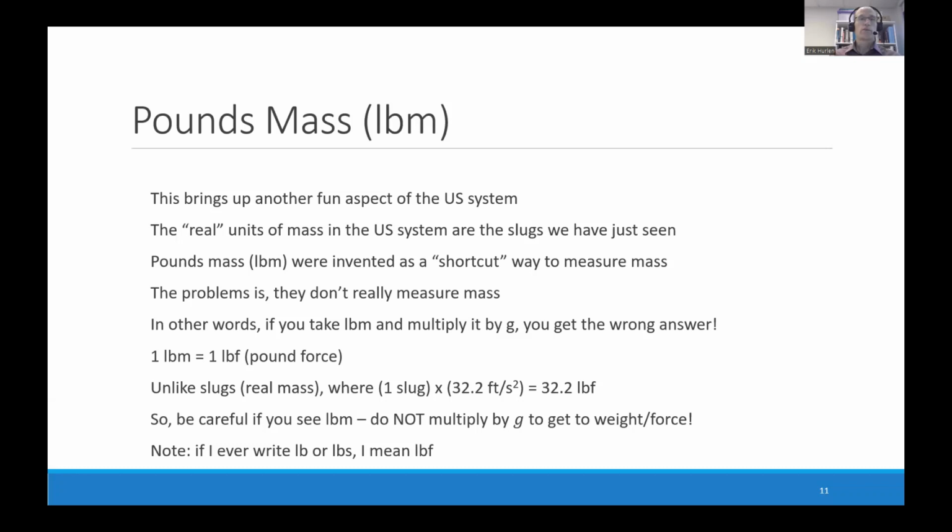The way I deal with pounds mass is actually to treat it as a force, since it is equivalent. Also note that I hardly ever write lbf for pounds force. Pounds are a force by definition, so I find this redundant. Therefore, if you ever see lb or lbs, they are pounds force. If I ever mean pounds mass, it will say lbm.